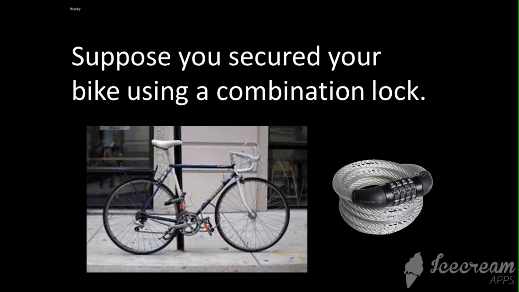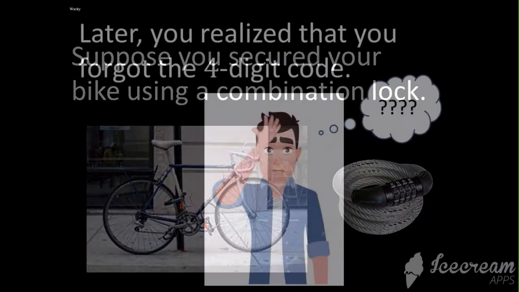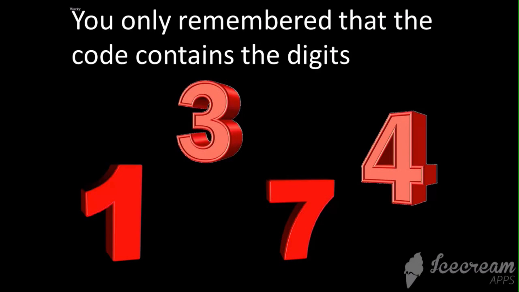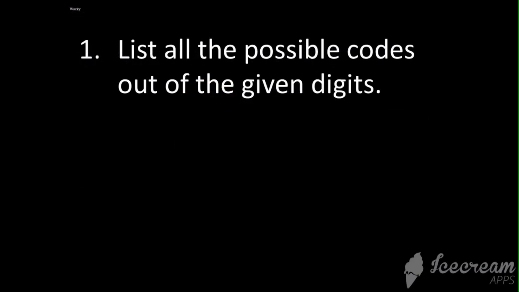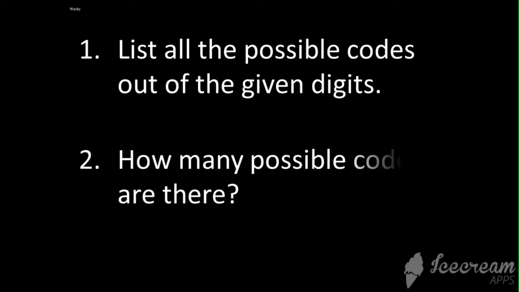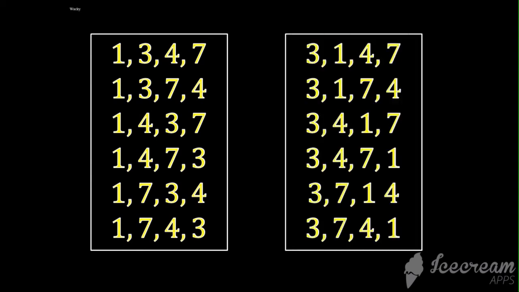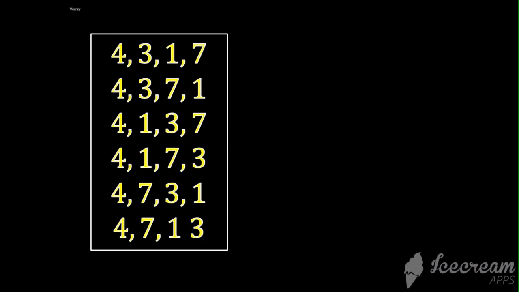Now, suppose you secured your bike using a combination lock. Later, you realize that you forgot the 4-digit code. You only remembered that the code contains the digits 1, 3, 7, and 4. List all the possible codes out of the given digits. How many possible codes are there? Showing the number of possible codes. So there are 24 possible codes.